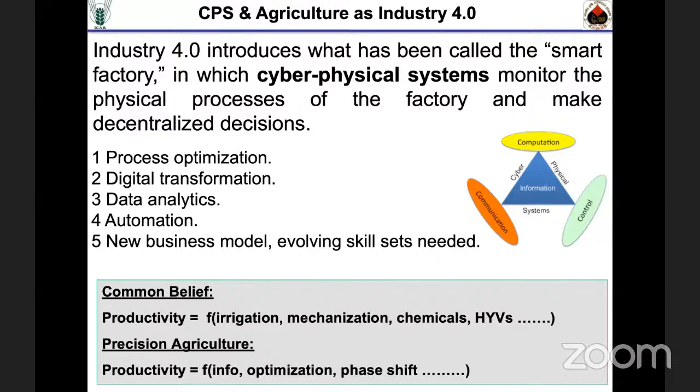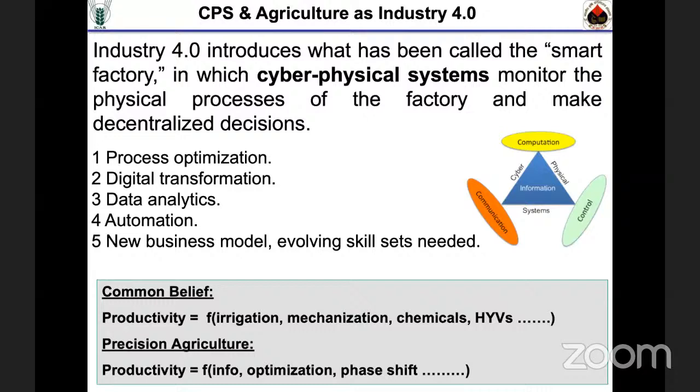Industry 4.0 introduces the cyber physical system, a new term that has been used in industry for some time now, which deals with process optimization, digital transformation, data analytics, automation, and new business models, with an evolving skill set needed. Cyber is your system, your IT, and physical is any entity like your computer, your target crop, or your car or any industry-related information. Then how do we build that together into a system? The cyber physical system is nothing but the communication, computation, and controlling of those systems for efficient monitoring.